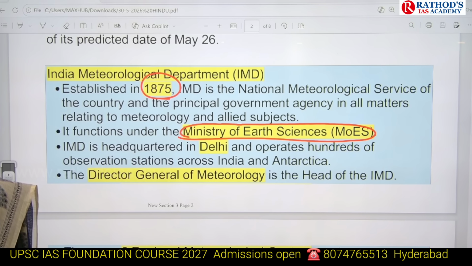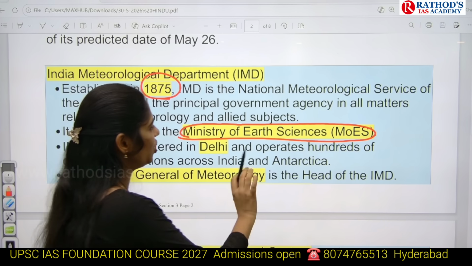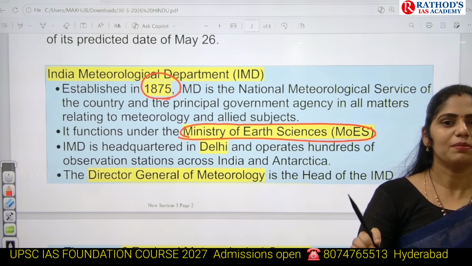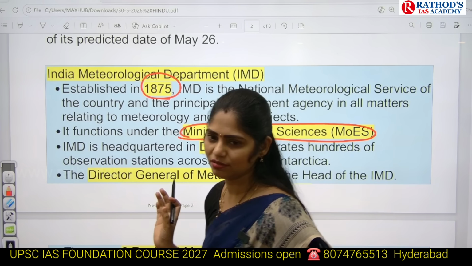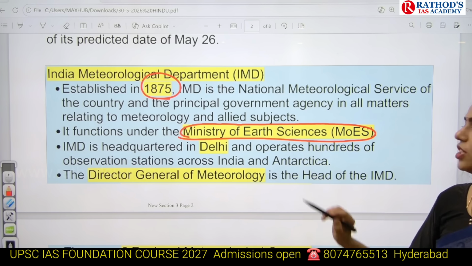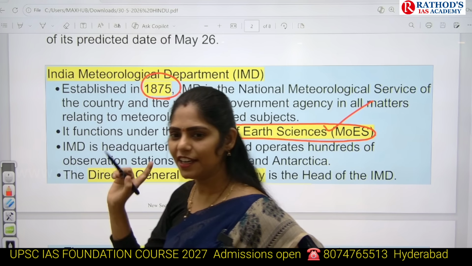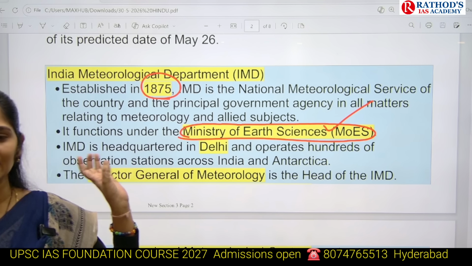Actually, in our 2026 paper, there was a question on the Ministry of Earth Sciences. The question was: consider the following statements regarding the Deep Ocean Mission. They gave 3 statements under that question. In the first statement, they gave something like the Ministry of Ships and Ports, but the Deep Ocean Mission is under the Ministry of Earth Sciences. It is also one question from our test series that came directly. I will release one video so that you can understand exactly.